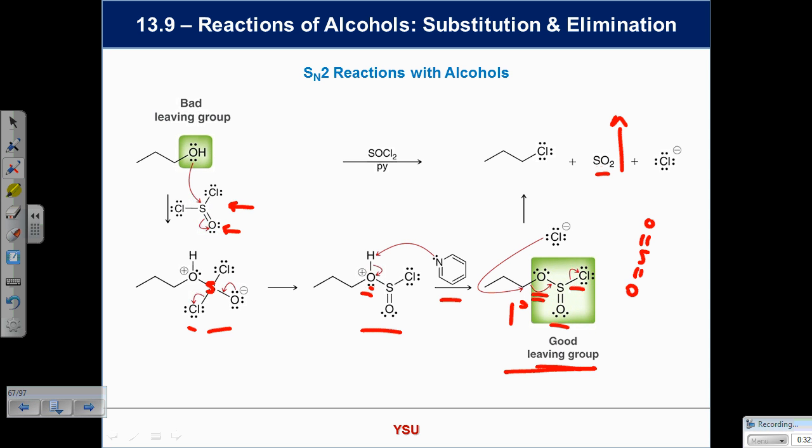SO2 is evolved from the reaction. It gets lost. So is this process reversible or not? No, it isn't, because you got rid of it. So it's a very nice way of making chlorides. This is a nice liquid to very easily work with. You get the chloride out as the product in high yield, and SO2 is lost. So it's a very useful reaction. But it's completely analogous to the OTS system.